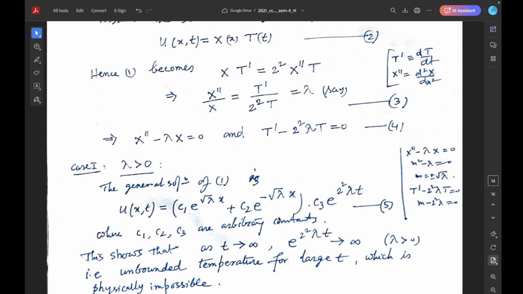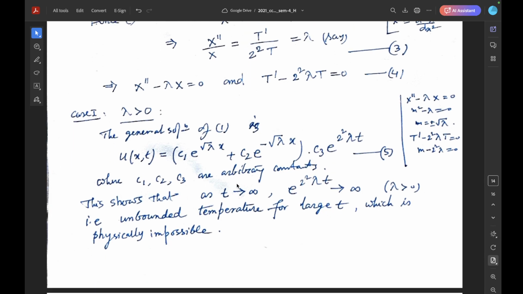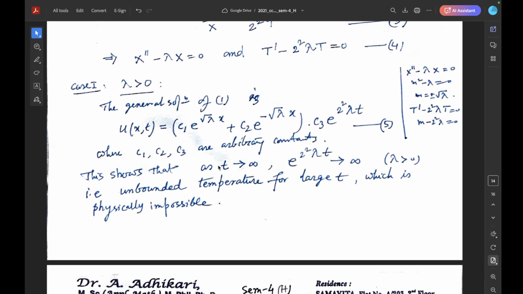The general solution of T is from the first order differential equation, so we get m minus 2 squared lambda, and so we get c3 e to the power 2 squared lambda t. c1, c2, c3 are arbitrary constants. This shows that as t tends to infinity, e to the power 2 squared lambda t tends to infinity, because lambda is positive, so this quantity tends to infinity, that is, it is unbounded.